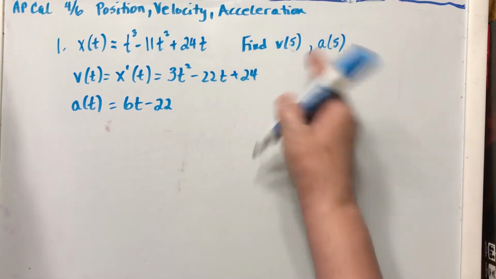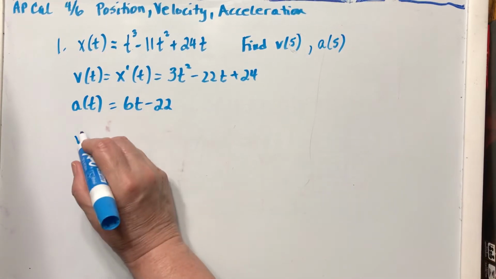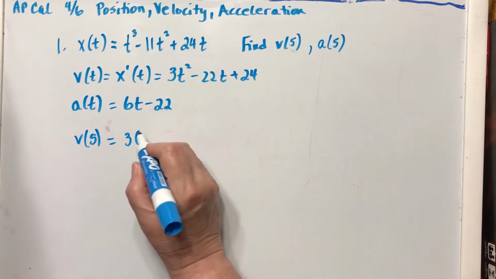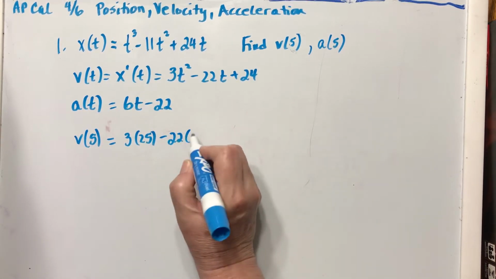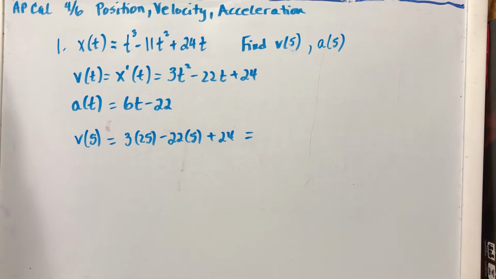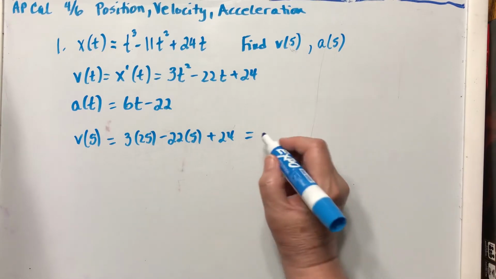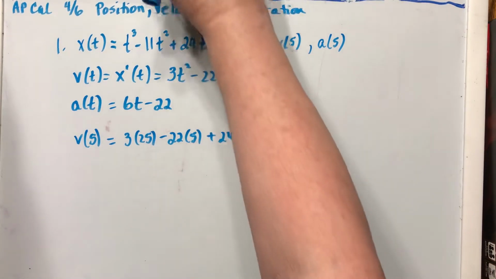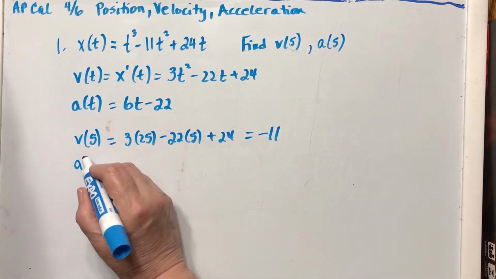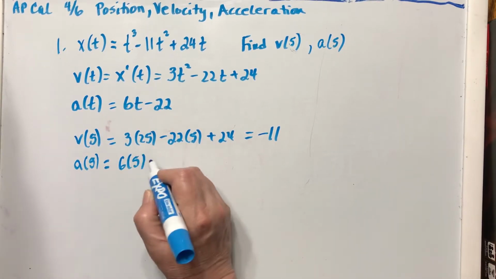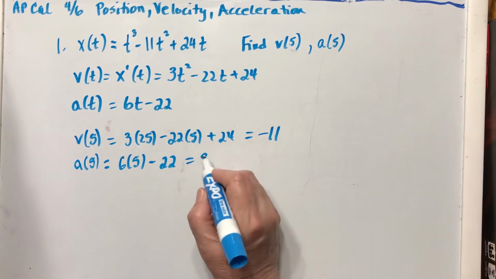So now our velocity at 5 seconds, v of 5, is going to be 3 times 5 squared minus 22 times 5 plus 24. So that ends up being, let's see, I'll just calculate that. Velocity at 5, and we get negative 11. So since our velocity is negative, that means we're moving to the left. And then our acceleration at t equals 5 is just 6 times 5 minus 22. So that's 30 minus 22, which is 8.